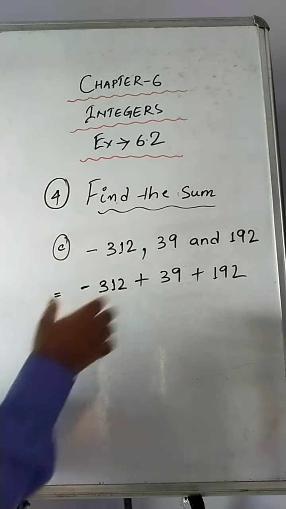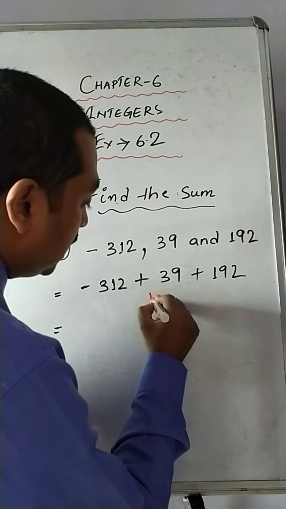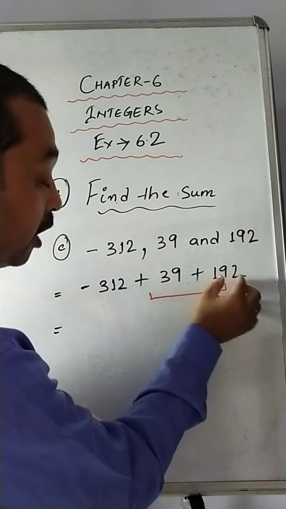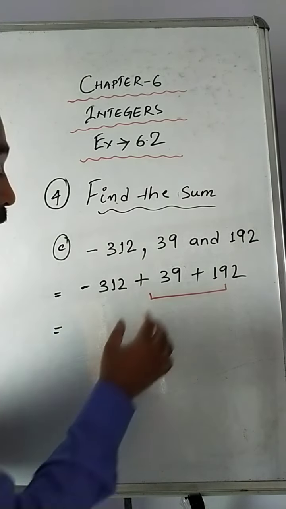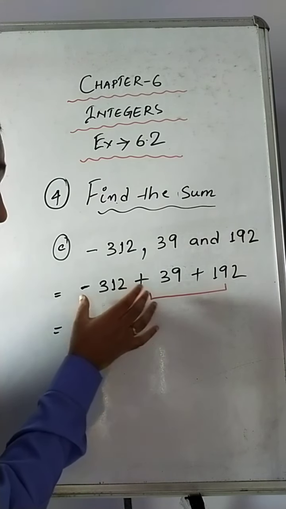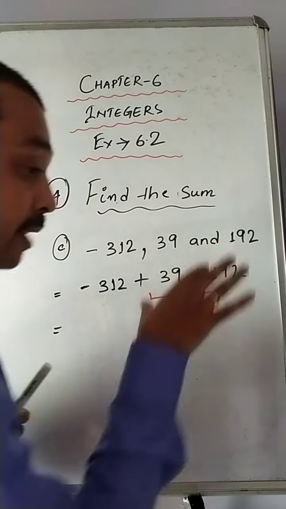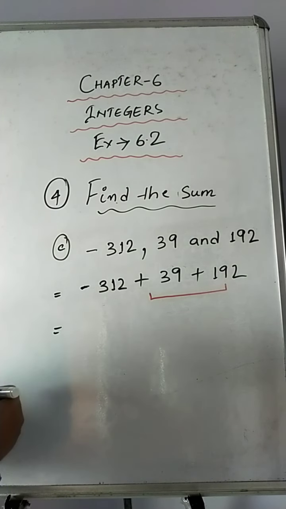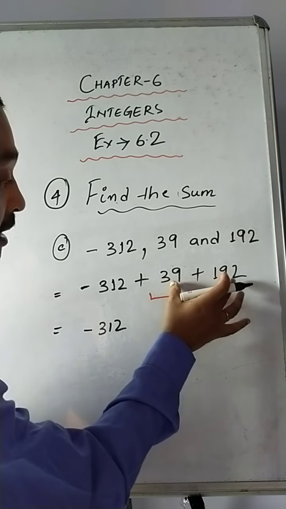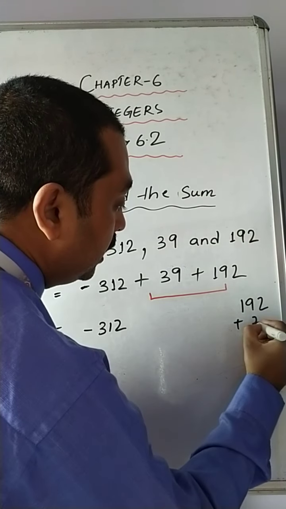Now here we have to observe which numbers are carrying the positive sign. 39 is carrying a plus sign, 192 is also carrying a plus sign. So what we'll do, we'll add these two numbers. Instead of going for the solution of minus 312 and plus 39, we'll solve these two numbers first. It will be much quicker. In the next step we'll write minus 312 and the sum of 39 and 192. So we'll do the addition here at the rough side.